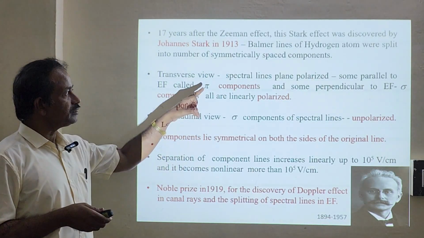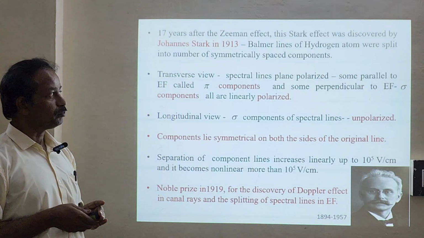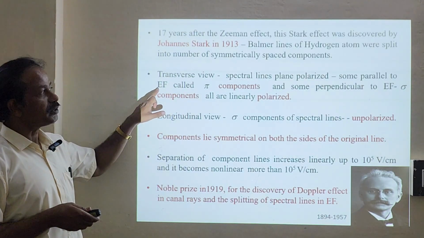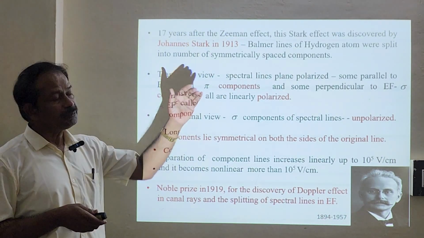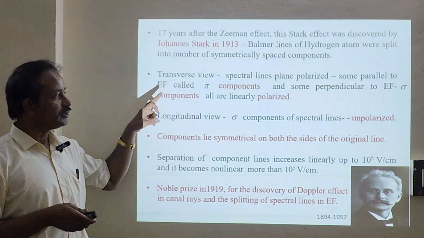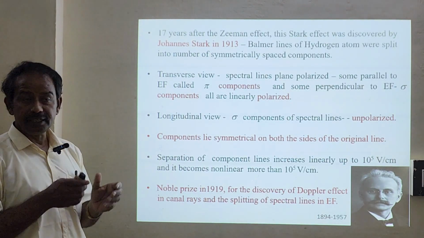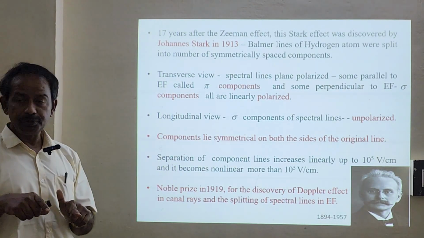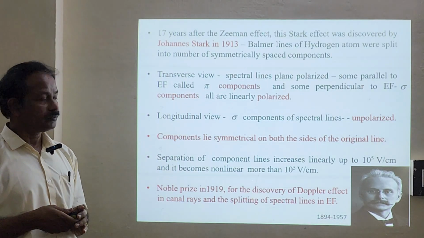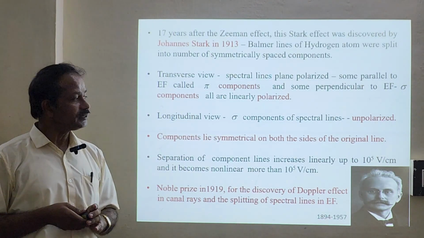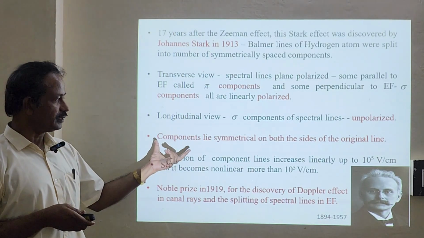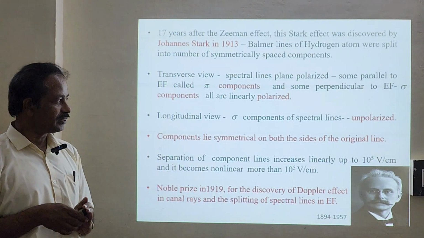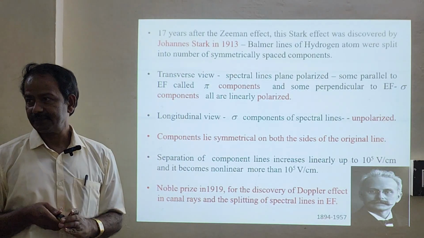The transverse view shows that the spectral lines will always be plane polarized. Some components will be parallel to the electric field; we call these pi components. Some will be perpendicular to the electric field; we call these sigma components. So they are all linearly polarized. If you view in the longitudinal view, we obtain only sigma components of the spectral lines, and these will be unpolarized. As I said, the components lie symmetrically on both sides of the original line.